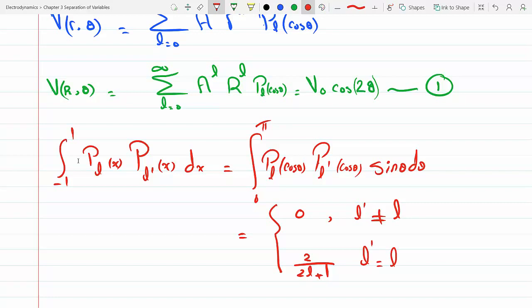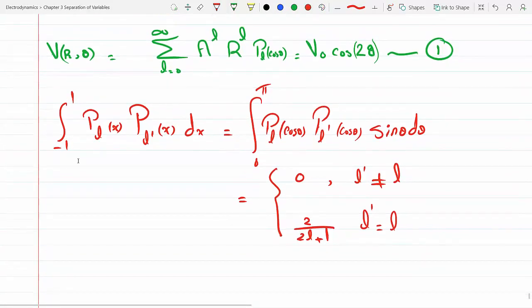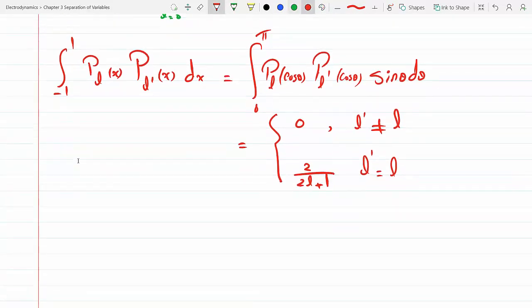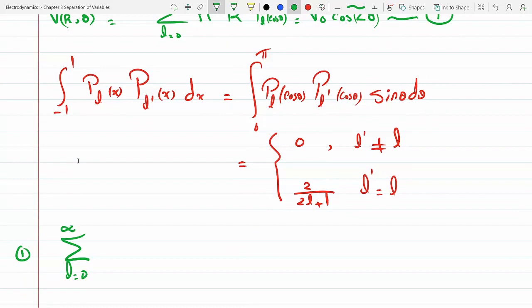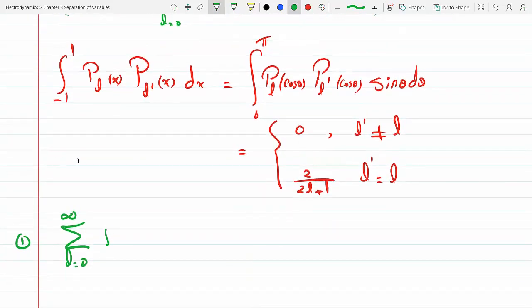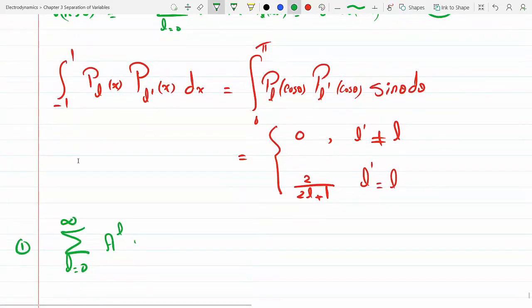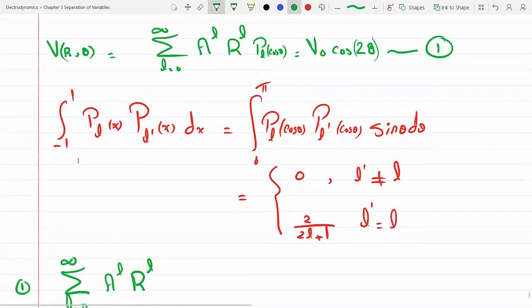Okay, so I'm going to exploit this relationship of orthogonality of the Legendre polynomials in equation 1 in order to find the coefficients AL. So what I would do is multiply equation 1 on both sides. Equation 1 is this green equation here. I'll rewrite it here to show you how I'm going to do this. Remember, we're on the surface now.